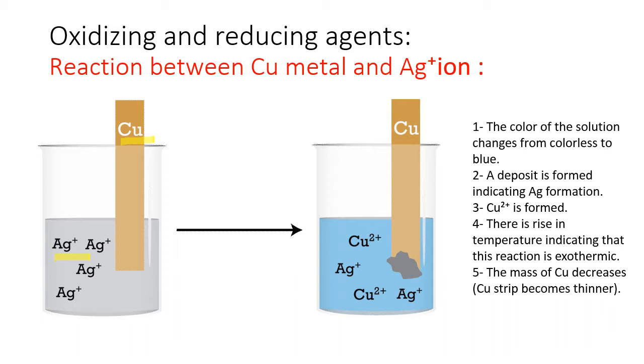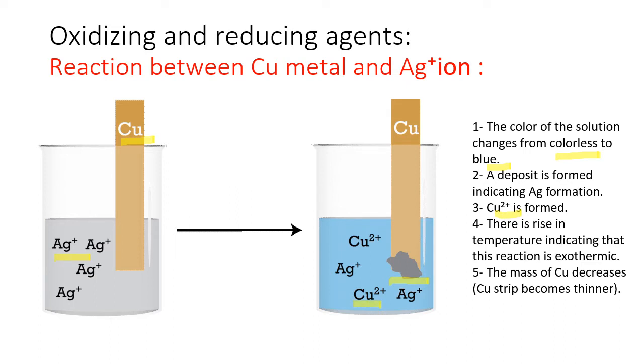The change can be in color, in formation of a deposit, or in a gas, according to the reaction. Here, the color of the solution changes from colorless to blue. Thus, a reaction has occurred and a deposit is formed indicating Ag formation. As you can see here, the deposit of Ag is formed on the Cu strip. Also, Cu2+ is formed. Cu2+ ions are formed and this changes the solution color to blue.